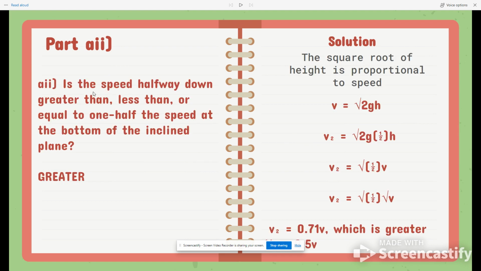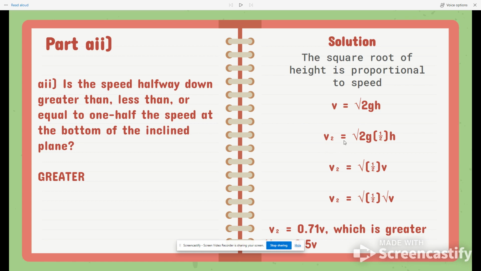Part A-II is described as: is the speed halfway down greater than, less than, or equal to 1/2 the speed at the bottom of the inclined plane? The key to solving this problem is realizing that the square root of height is proportional to speed. We have previously declared that v is equal to the square root of 2gh.